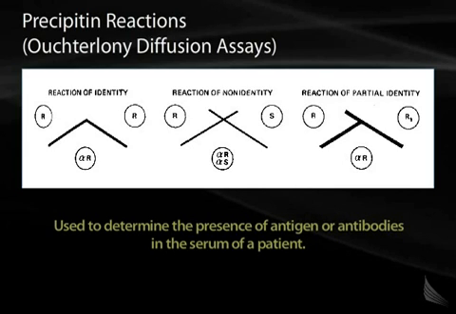So it's kind of a combination of the previous two reactions. Again, take-home message here, you're looking for antigen-antibody complex formation. If you get a peak, that means you have two antigens that are the same. If you get a cross, two antigens that are different, and if you have a combination where you have half peak, half cross, that's partial identity. That's similar antigens.